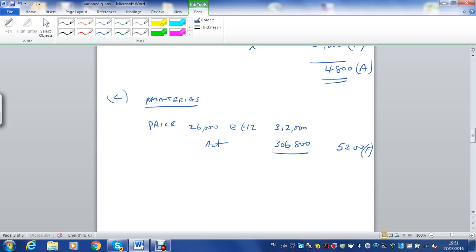Is there another way of calculating that? Well, of course there is. What are we comparing? We're comparing price. And in the question, it told us that we used 26,000 kilograms. And it actually cost us 306,800. So if we get our calculator, 306,800 divided by 26,000.